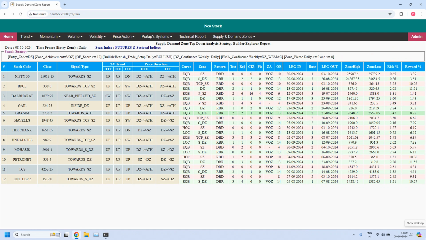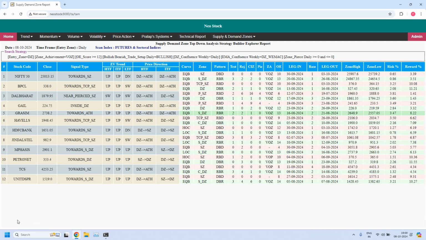Now 12 stocks are filtered. From the 18, 12 stocks are having even EMA confluence. All these 12 stocks are currently supporting bullish trade setup for monthly income trade, and the daily zone, that is entry time frame zone, is part of the ITF zone, that is weekly zone, and weekly trend is up, and those weekly zones are also having weekly EMA confluence for all these 12 stocks. So it's a high probability setup.